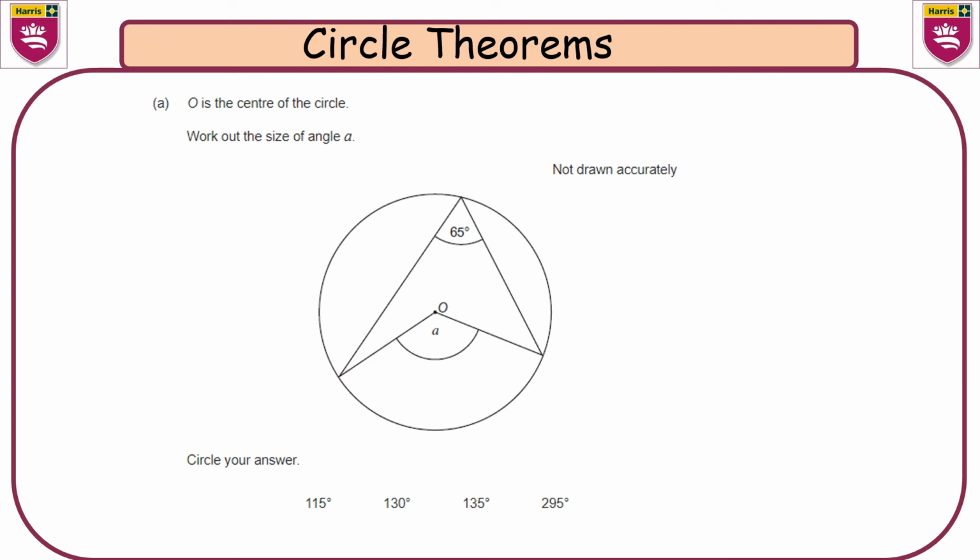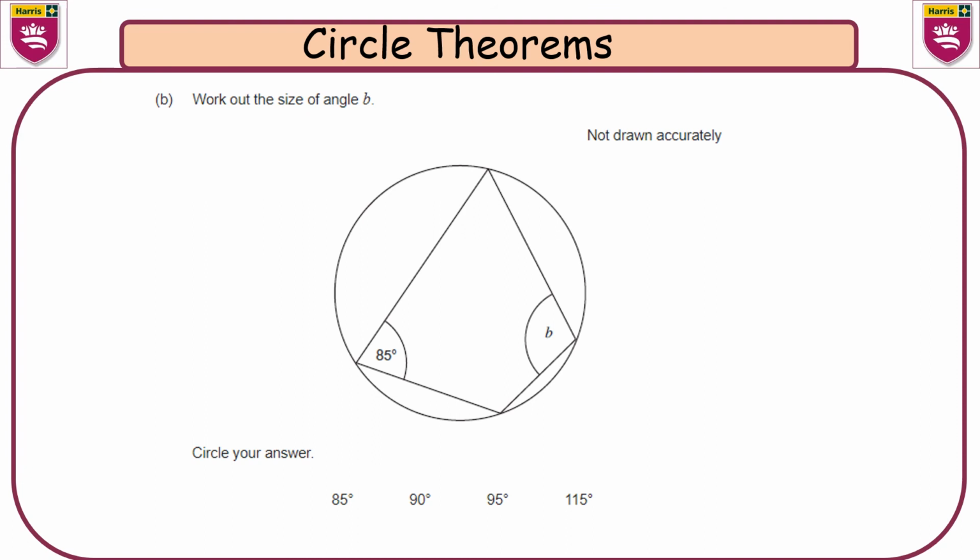Right, O is the centre of the circle, work out the size of angle A. There's no need for us to give the reason, they're just asking us to circle the answer. We know that angles at the centre is double the angle at the circumference. The centre is A, that's what we're looking for. 65, we want double 65, 130. Pick the answer and move on to the next one.